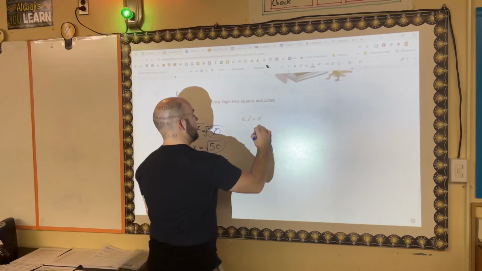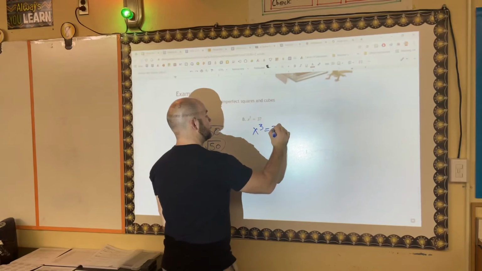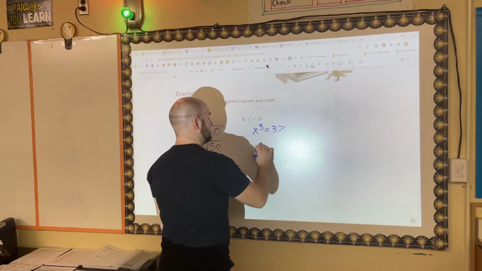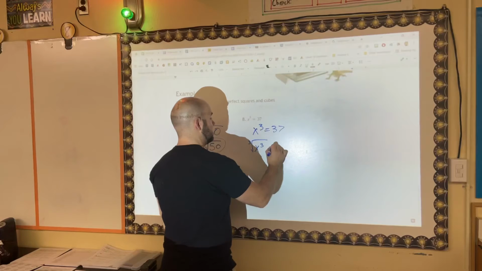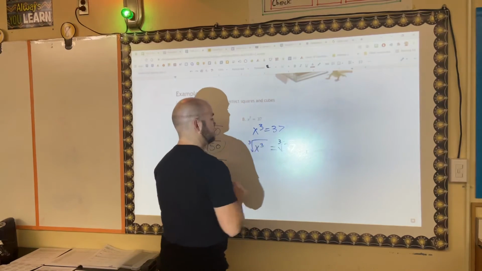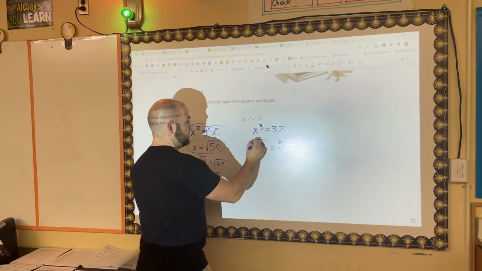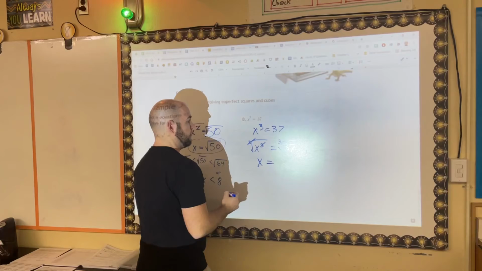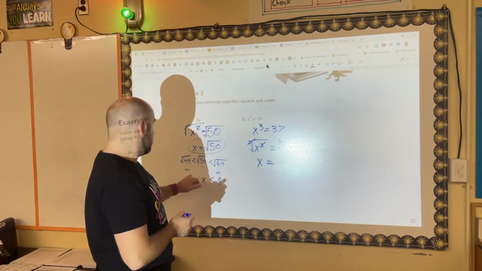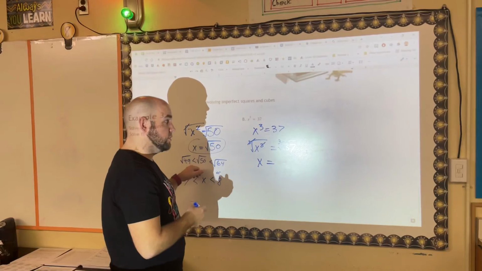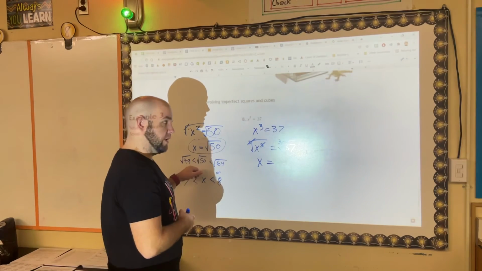Next one, we have x cubed equals 37. We want to get x by itself, so we're going to take the cube root of both sides, the cube root of 37. Over here, this is all going to cancel out, and so we are left with x. And again, this 37, the closest cube roots to that, oh wait, no, drawing a blank.